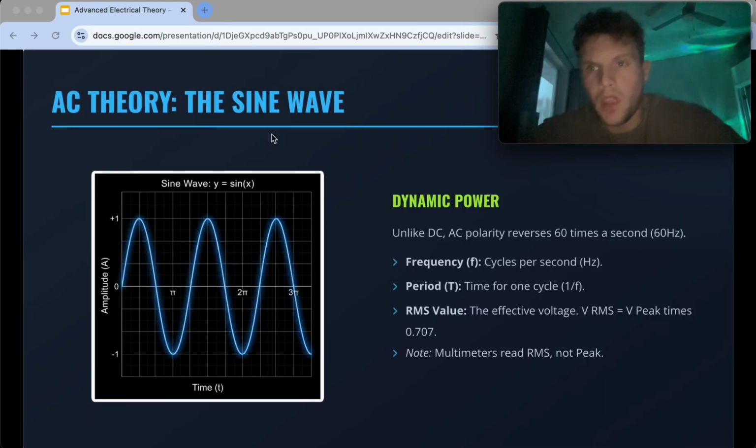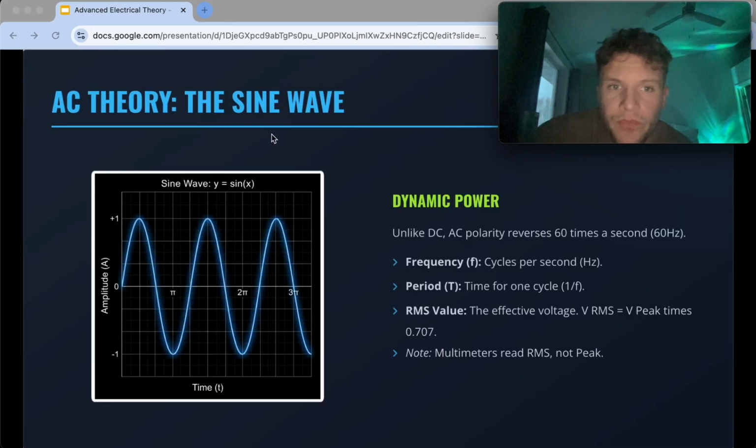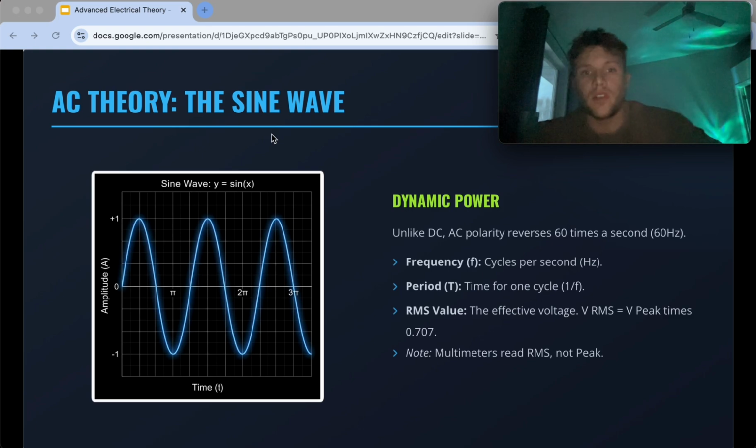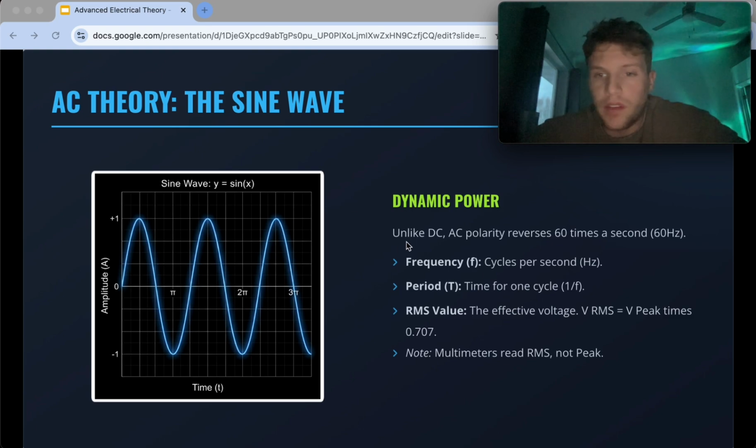Theory a little bit here. We were just talking mostly about DC. When you go into AC, you start learning about the sine wave. Unlike DC, AC polarity reverses 60 times per second, right? So you're going to be getting your highs and lows about 60 times per second.